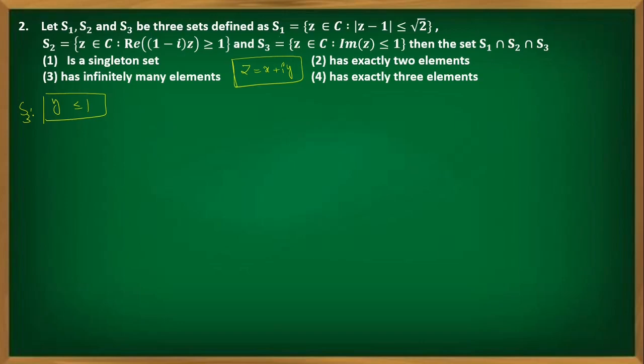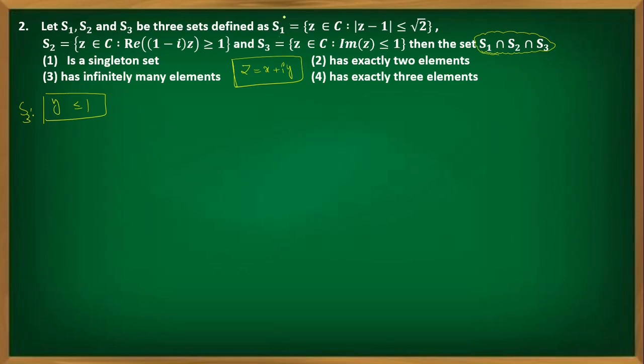Now before going to S1 and S2, at the end what you have to find? S1 intersection S2 intersection S3. So the common region of S1, S2, S3 contains how many elements? Is it a singleton set, or does it contain infinitely many, or has 3 elements in it, or exactly 2 elements? That you have to check now.